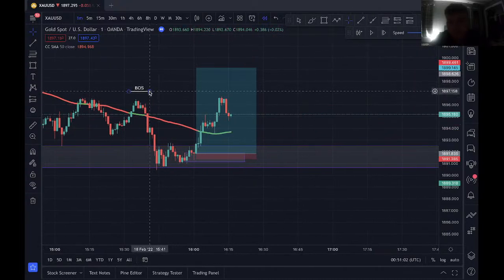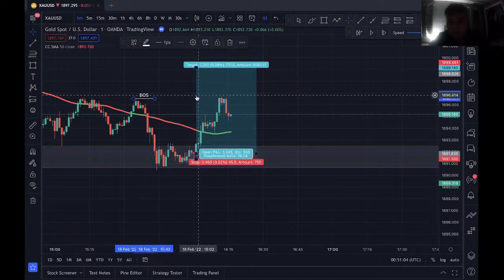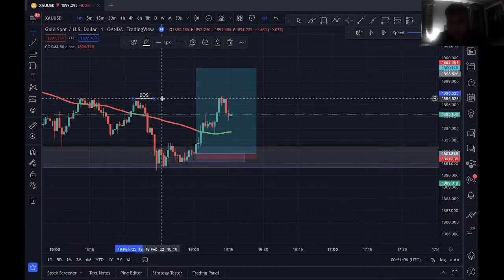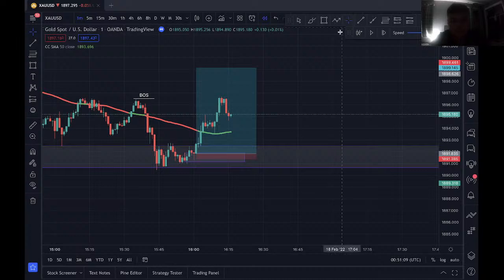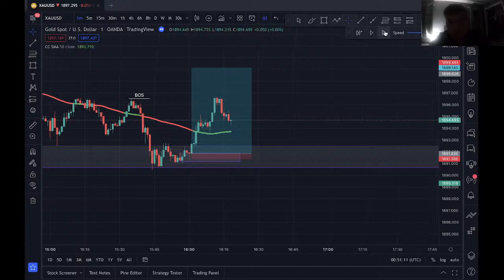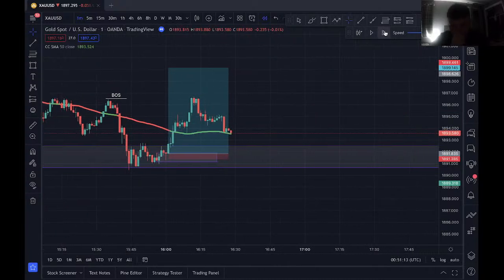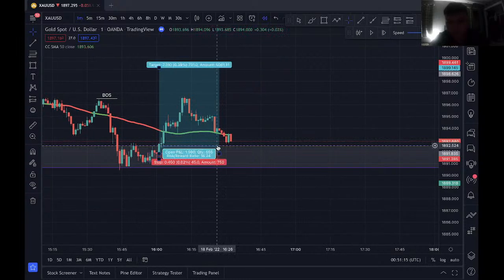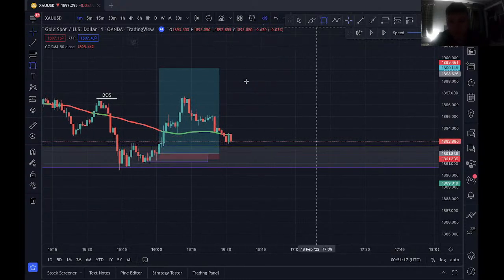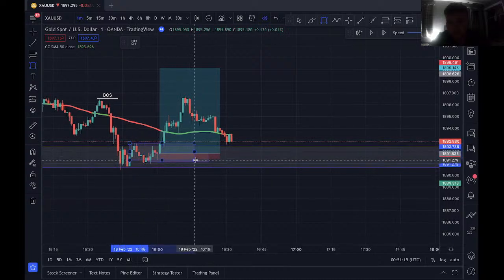Now it's broken this structure, so this is a break of structure here, you can see, just about breaks this structure, just by maybe a wee wick. That's enough for me, that's another confirmation that I'm in this. It's a lovely trade. You see it come down into this area here.